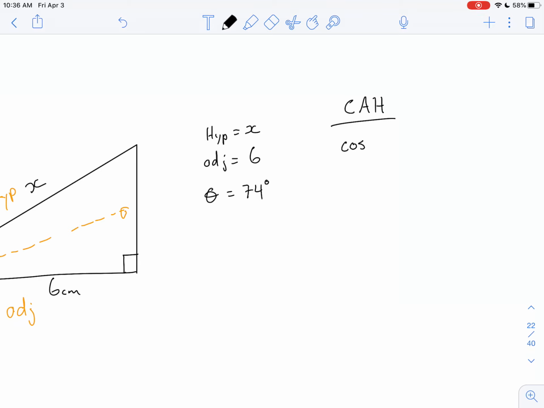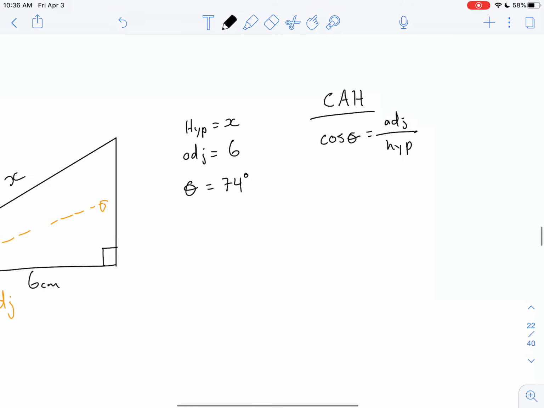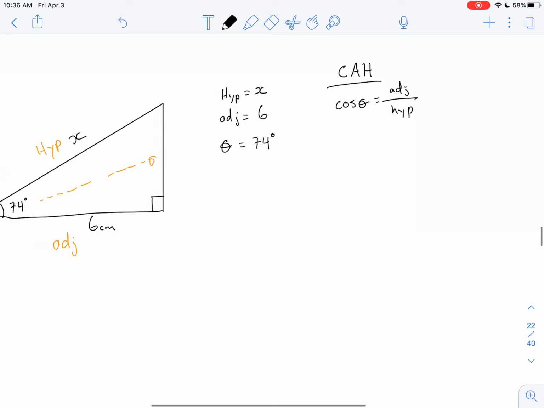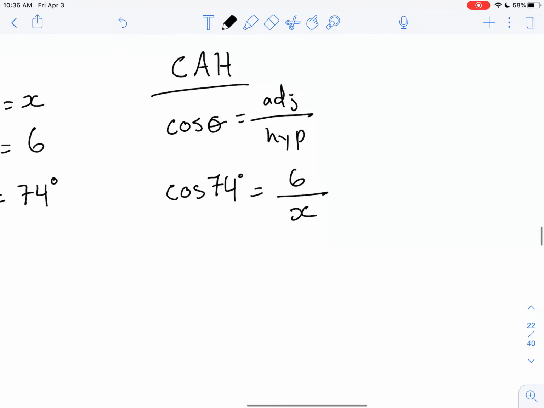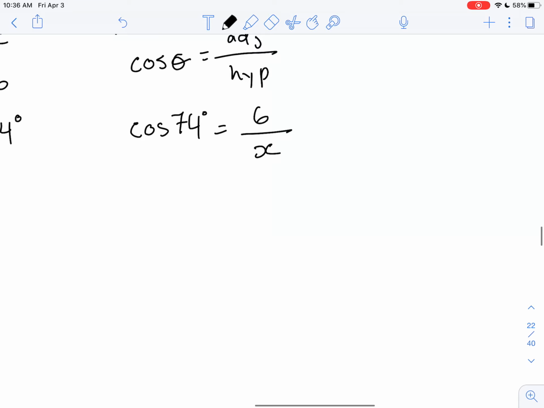So cosine of theta is equal to adjacent divided by hypotenuse. Fill in the values we know and solve for the ones we don't know. Cosine of theta, 74 degrees, is equal to adjacent 6 divided by hypotenuse, which is x. Once again, our denominator is our unknown, so we want to solve for that unknown in the denominator. You can either flip both of these fractions. Technically, that cosine 74 is over 1.